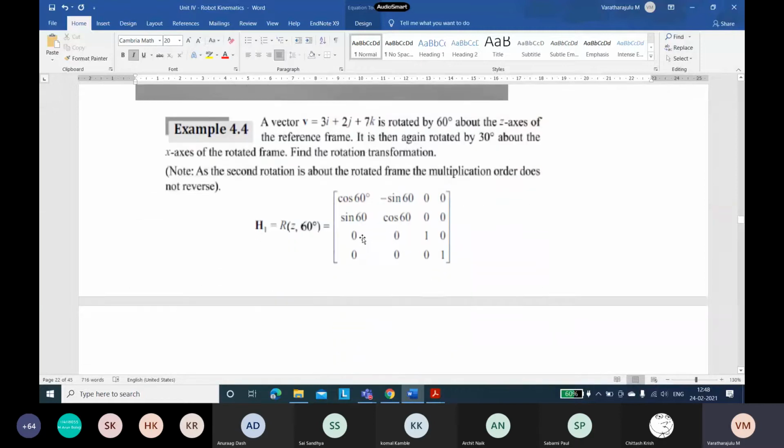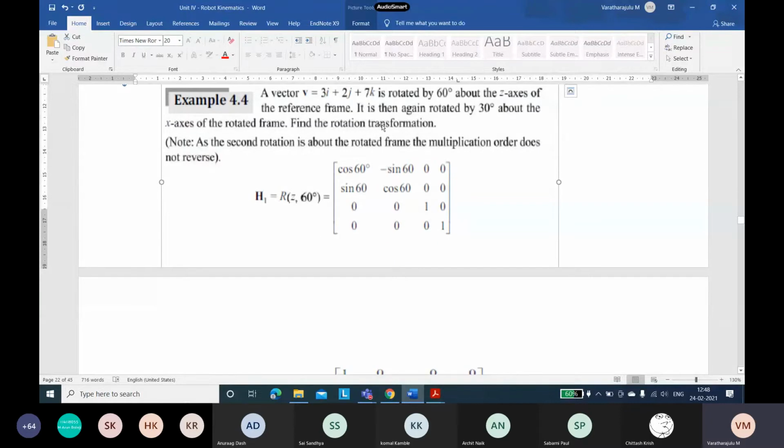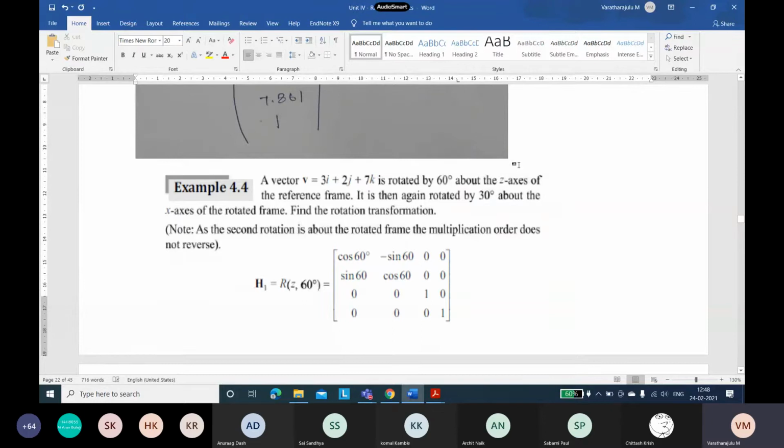You please make a note of this particular problem. Example 4.4. A vector v equal to 3i plus 2j plus 7k is rotated 60 degrees about the z axis with respect to the reference plane, and then it is rotated 30 degrees about the x axis of the rotated frame. Find the rotation transformation. Here the second rotation is about the rotated frame.